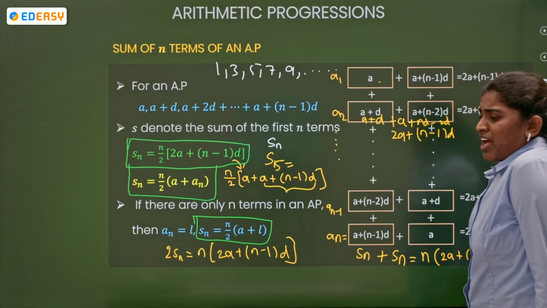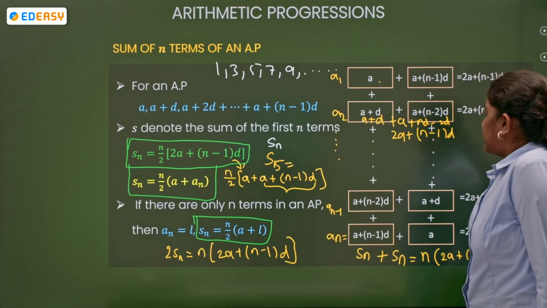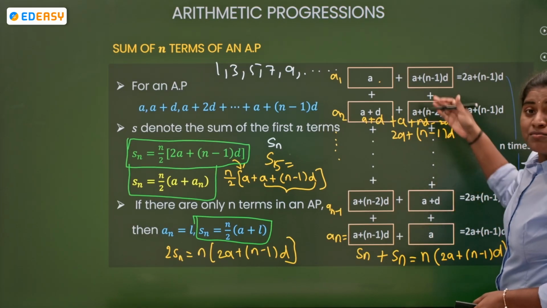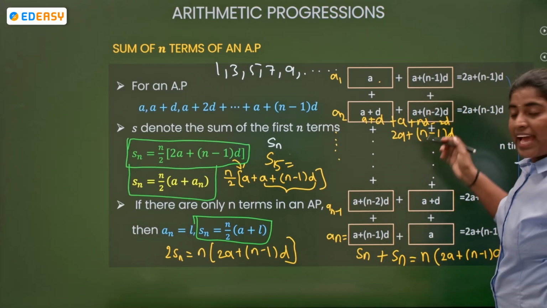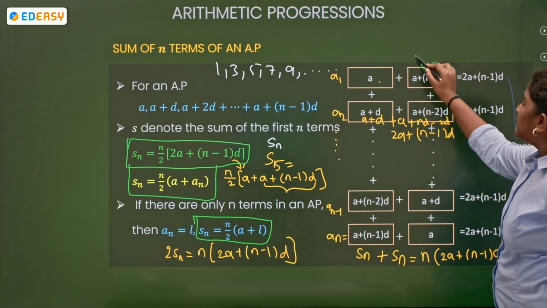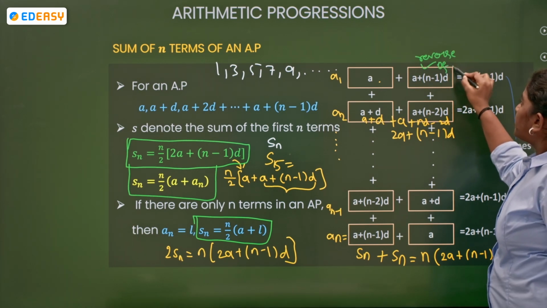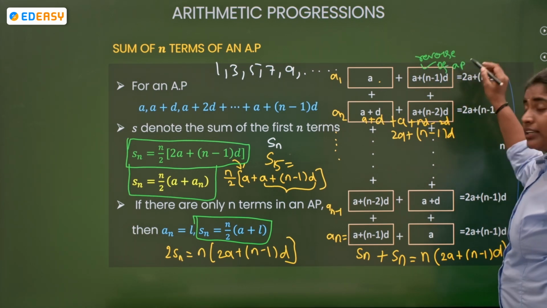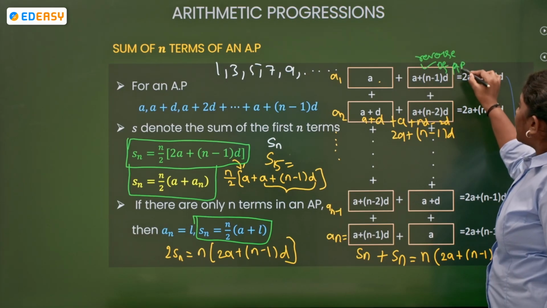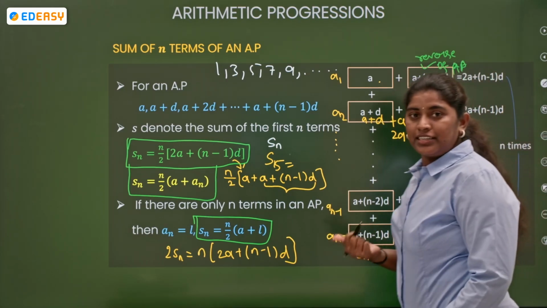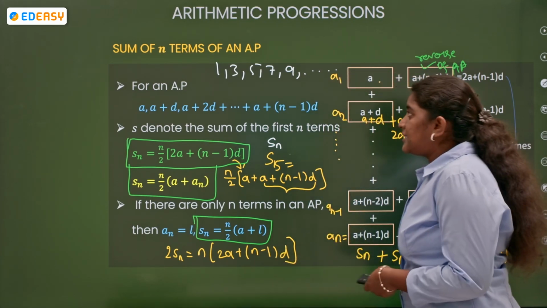Nice. How did we get the second Sn? See, we get the second Sn by adding the terms of the AP. As I told you, this is nothing but the reverse of an AP. Reverse of your AP will give you the second Sn. Clear everyone? Nice. Let's see the next.